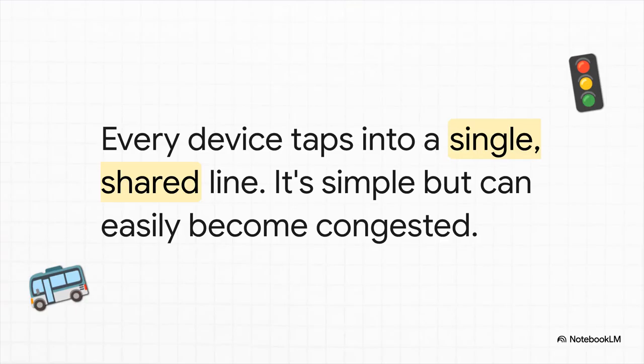First up is the bus topology. Now, think of this like a single party line on an old telephone. Everybody's connected to the same cable. It's super simple to set up, but if everyone tries to talk at once, it gets clogged up fast, just like a one-lane road during rush hour.